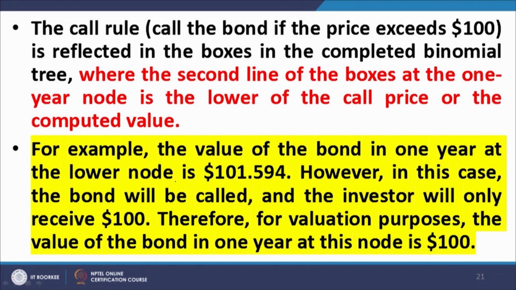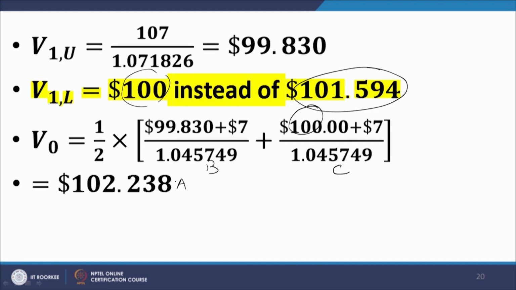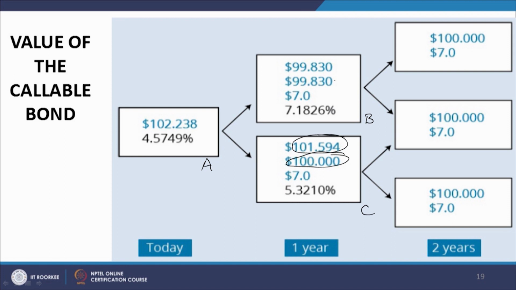So, let me read out what I explained just now. The call rule, call the bond if the price exceeds $100, is reflected in the boxes in the computed binomial tree, where the second line of the boxes at the 1 year node is the lower of the call price or the computed value, as you can see here in this particular example. Here the computed value is 99.83, and we have the lower of the computed value and the exercise price, which happens to be 99.83 because the exercise price is 100.